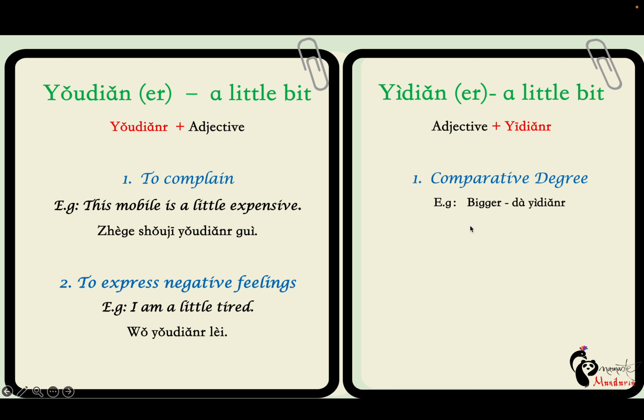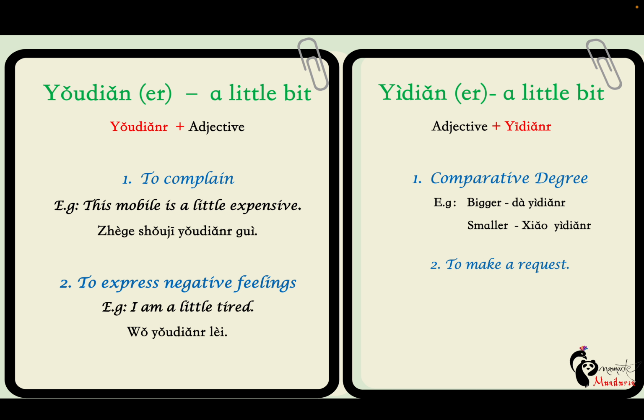As I told you, if I have to say bigger, it will be da Yìdiǎner. So da is big, and when you say da Yìdiǎner, it means bigger. Similarly, smaller is xiao Yìdiǎner, right? Xiao is small, and xiao Yìdiǎner becomes smaller.